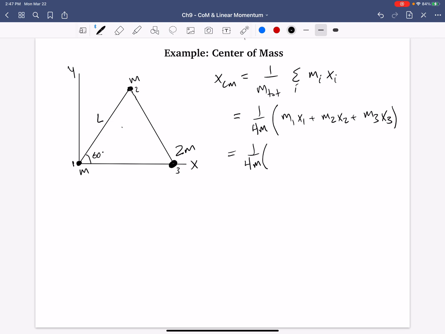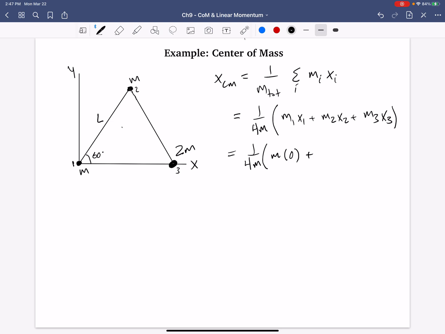What I'm calling mass 1 is the one at the origin. So it has a mass of m, but an x coordinate of 0. It has a location of 0, 0. So the x position, x1, is 0 in this case, and that term will effectively cancel. It will contribute to the center of mass in that it cancels.